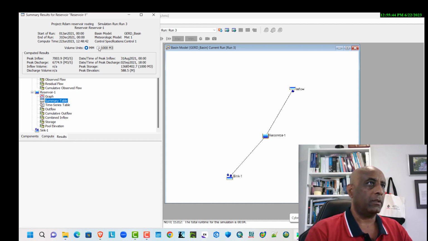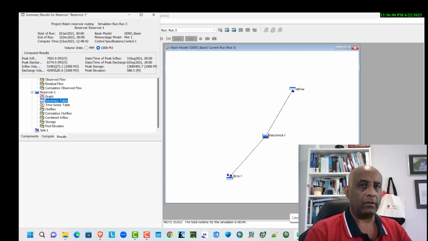That is the summary table. This is the reservoir, the discharge, the volume that is discharged, the volume that is stored. You see, the difference is the storage, the remaining, the remnant.